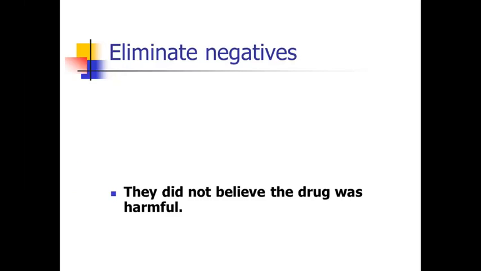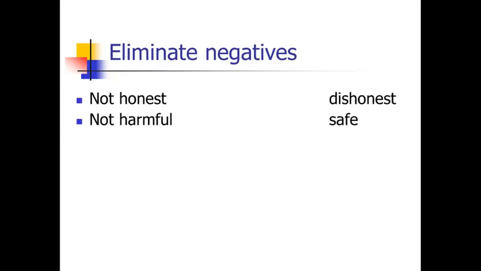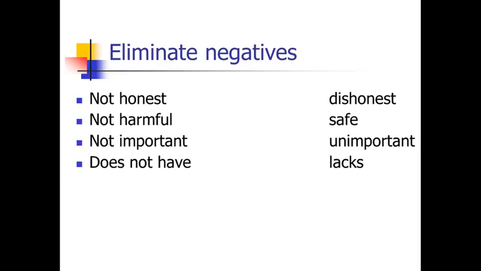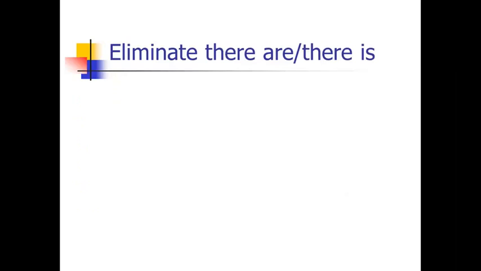They did not believe the drug was harmful. How would we turn that into a positive? They believed the drug was safe. So there's almost always a way to turn that negative into a positive. So for example, if you have not honest, you could say dishonest. If you have not harmful, say safe. Not important, unimportant. Does not have could be lacks. Did not remember, forgot. Did not pay attention to, ignored. There's almost always a positive way to say it. Did not succeed, failed. So pay attention in your writing, and we're going to be looking at some examples in this class. When you find yourself writing nots, think about it. Sometimes you have to be a little clever about it, but if you think about it carefully, you can usually find a way to put it in a positive.